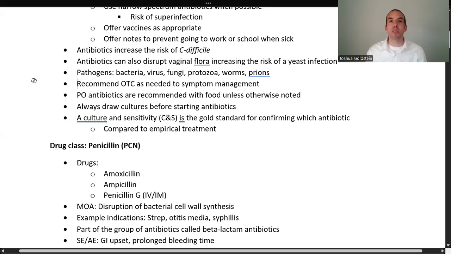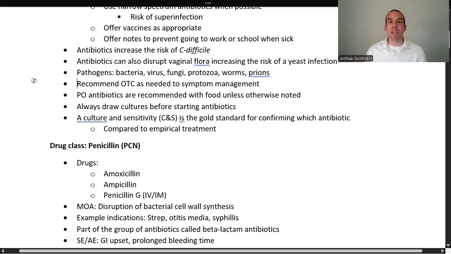Also, it's up to nurses to make sure patients are educated on vaccines because obviously we want to prevent as many infections as possible rather than treating them afterwards. Also, work towards reducing disease transmission by offering all patients with an infectious disease the opportunity to get a work note or school note to avoid going in sick and transmitting their disease to others.